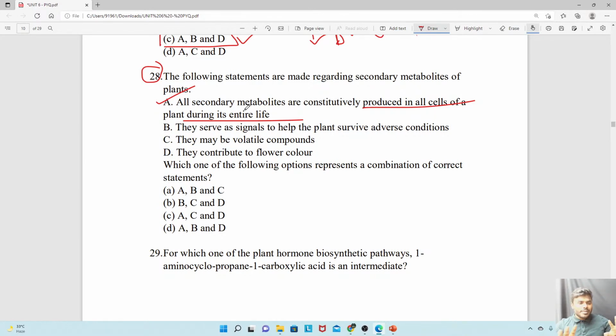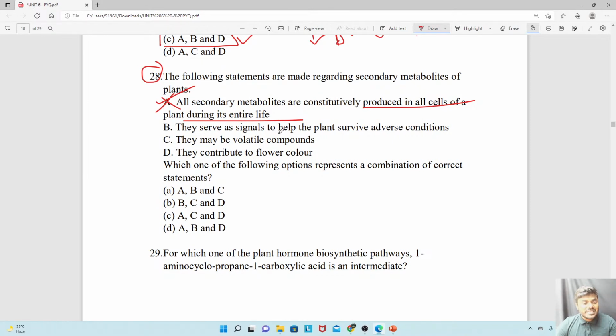You tell me, does our body produce antibodies every time? No, right? Our immune defense mechanism produces antibodies only whenever there is an entry of antigens. Otherwise, our body never produces antibodies. In the same way, plants do not synthesize secondary metabolites every time. So option A is a wrong statement.